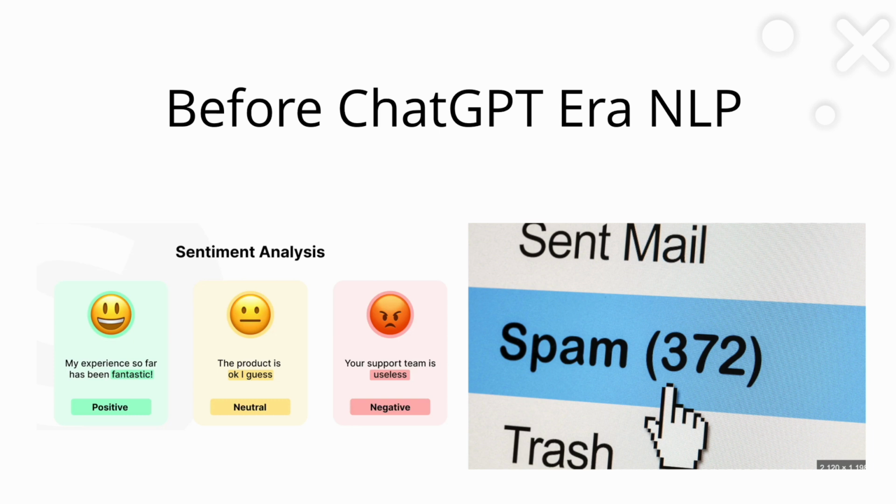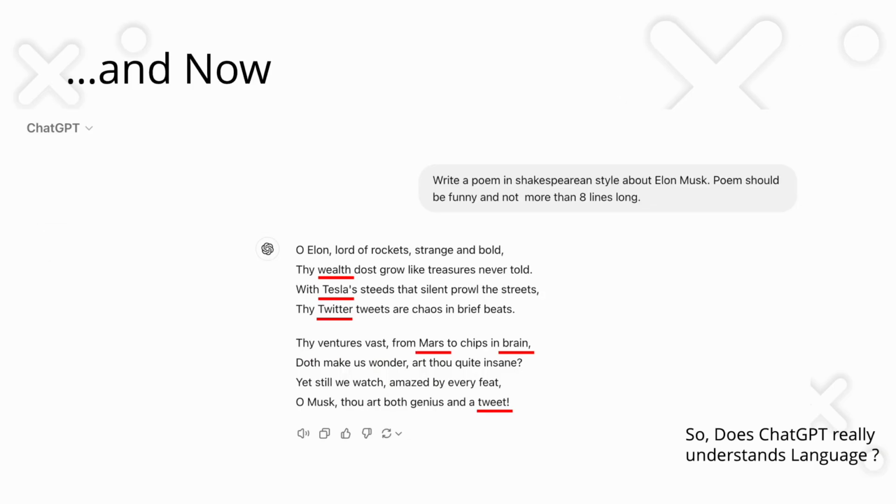So before 2022, if you asked any NLP system to generate an essay, it was a Herculean, very big task for any NLP system. I'm sure that it would not have done it. But with ChatGPT, it became very simple, right? So what changed? Now, if you see over here with ChatGPT, this is a screenshot which I've taken 2 days back.